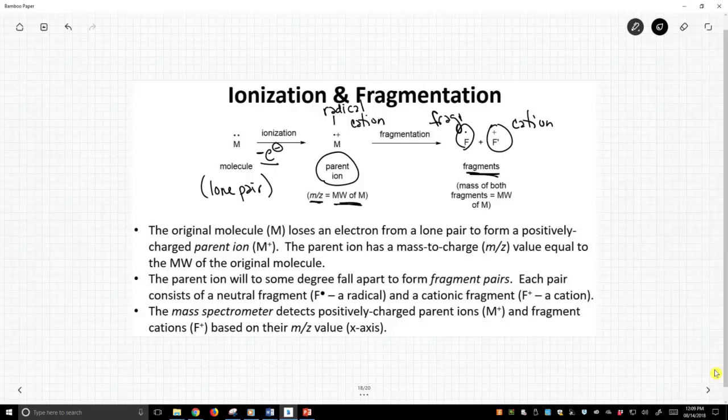Okay, so we get a cation and we get a radical. In our detector, we detect the positively charged things. So we detect the parent ion that has a positive charge, and we can determine our molecular weight. In terms of our fragments, we will only detect the cation. We will not detect the radical fragments. So this gives you a sense of what happens in a mass spectrometer. We lose our electron, we undergo ionization, and we get radical cations, and then sometimes these fragment, and we'll detect all the positively charged species.